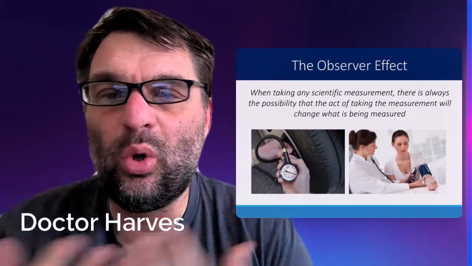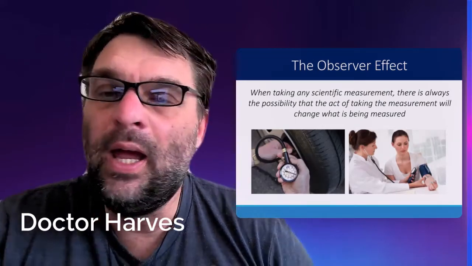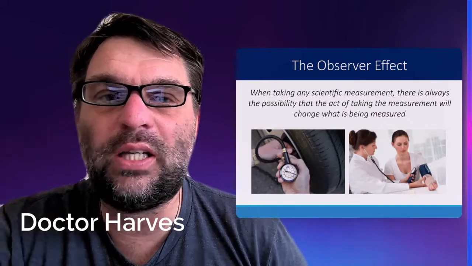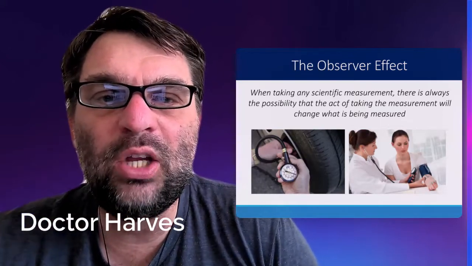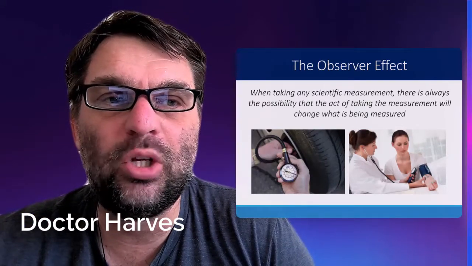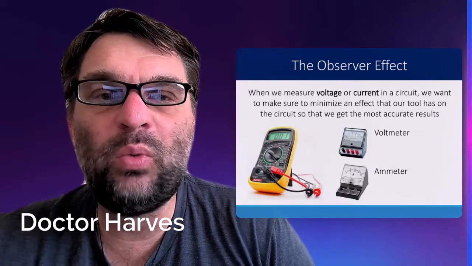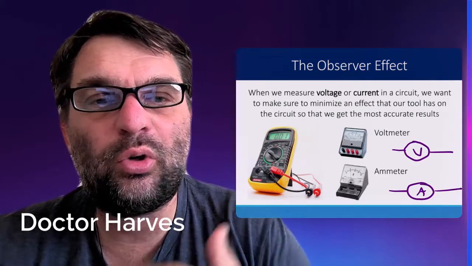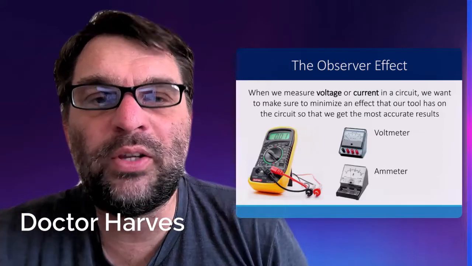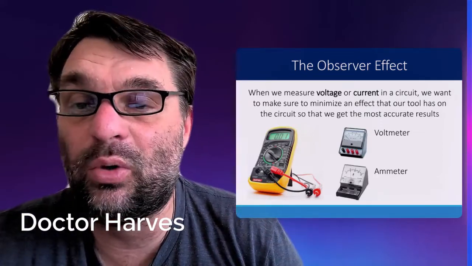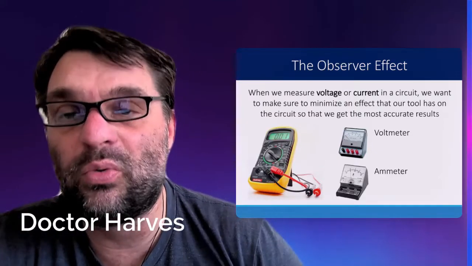In order to look at the measuring of circuits, we've got to consider something called the observer effect. Essentially, the observer effect says that whenever you're taking any kind of scientific measurement, there's always a possibility that the very act of measurement will change the value that is being measured. We do see this with electrical systems, because when we're measuring the voltage or current in a circuit through a voltmeter, ammeter, or multimeter, we want to minimize the effect of our tool on the circuit so we can get the most accurate results, because introducing these components to the circuit does affect the result, and that's what we're going to look at today.